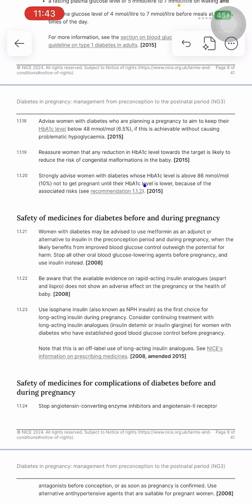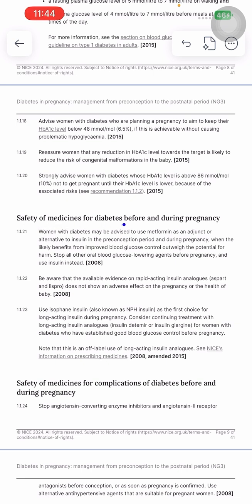Strongly advise women with diabetes whose HbA1c level is above 10% not to get pregnant until the HbA1c level is lower because of the associated risk. So this one is the cutoff: if the patient is having more than 6.5%, she can get pregnant and we can control it. But for the patient with 8.6%, strongly advise that she should not get pregnant because there are more chances of congenital abnormalities or a neural tube defect.